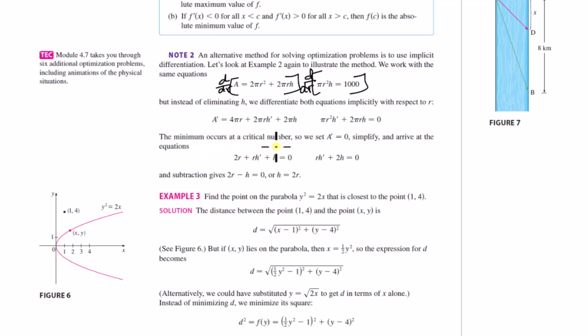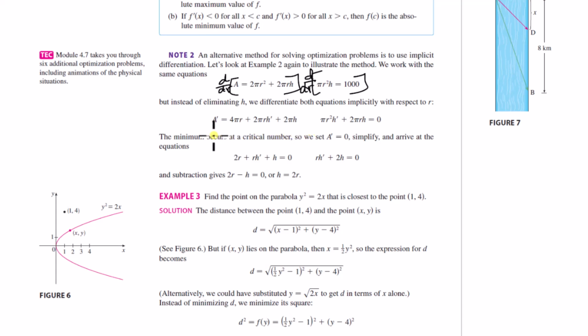The minimum occurs at a critical number, so we set A prime equal to zero, simplify and arrive at the equations. Well, one thing I noticed here is that they're making the assumption that the minimum occurs at a critical number. What if the minimum occurred at one of the endpoints? So you're assuming that the endpoint is not where the absolute max or min is. Because we know that could be the case, like in the closed interval method, the endpoints are potential absolute maxes and mins.